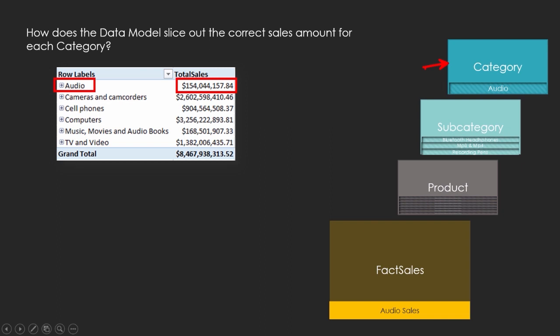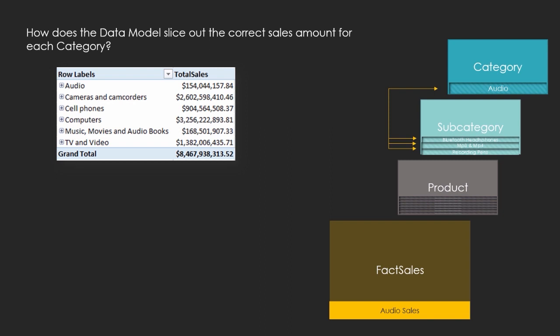Audio is on our category table. So our data model must somehow figure out how to take just the audio slice of the category table and send that all the way downstream to filter the fact sales table. And this is how it works. If we select one particular category from the category table, we'll take the example of audio. Audio translates to 3 different subcategories. And the 3 different subcategories, if you care, they are Bluetooth headphones, MP3s and MP4s, and recording pens.